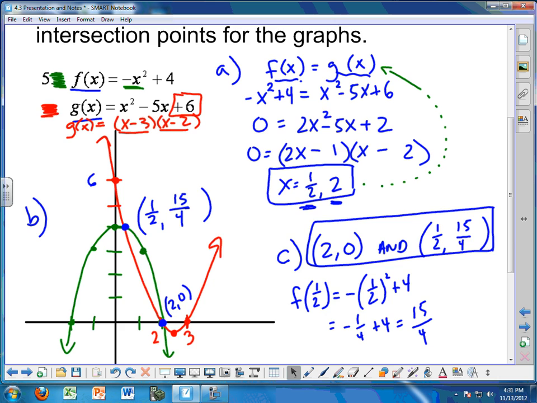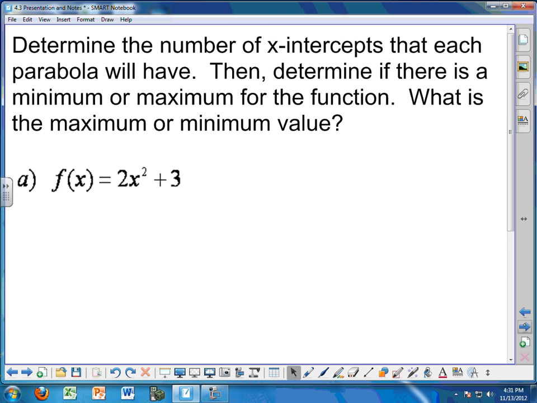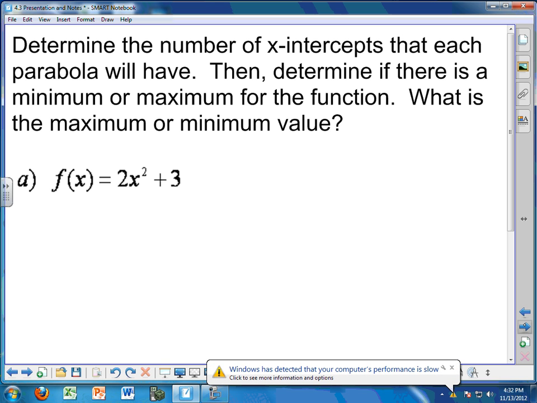And I want to go over one more thing, and that is to determine the number of x-intercepts that each parabola will have and determine if there's a max or a min. Well, let's start with the number of x-intercepts. We saw this actually in an earlier chapter where to find x-intercepts, we solve 2x squared plus 3 equals 0 and determine how many answers it has. So that means we're looking for an inspection of the discriminant.